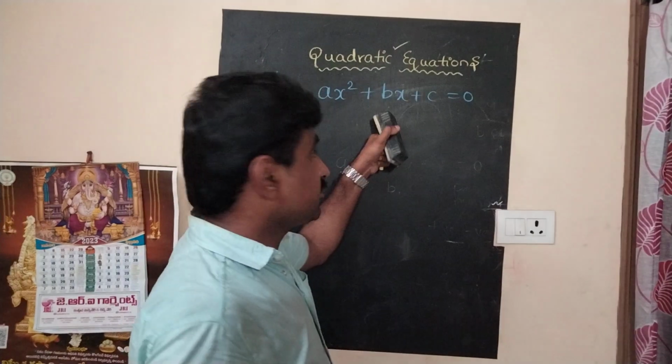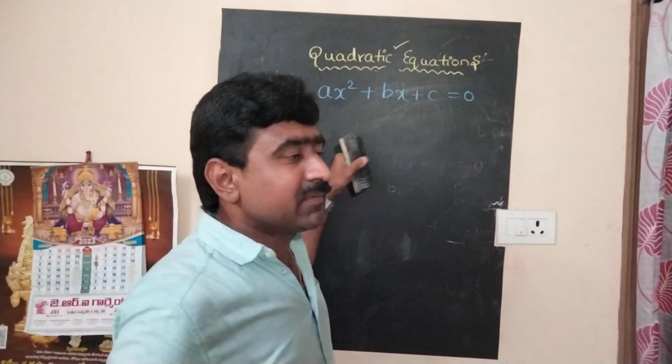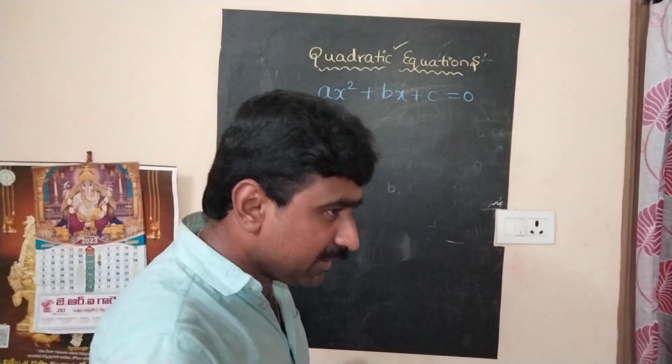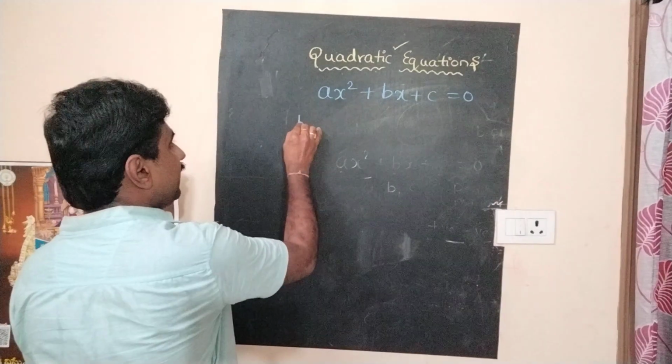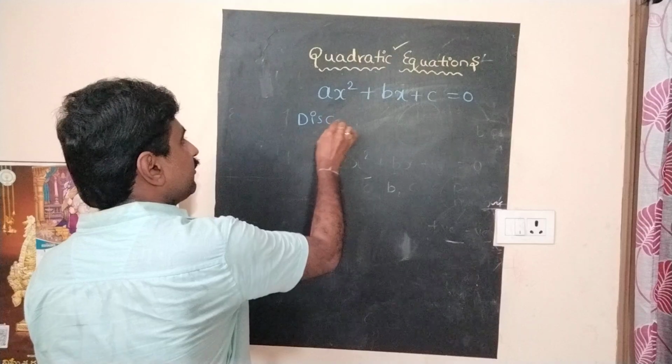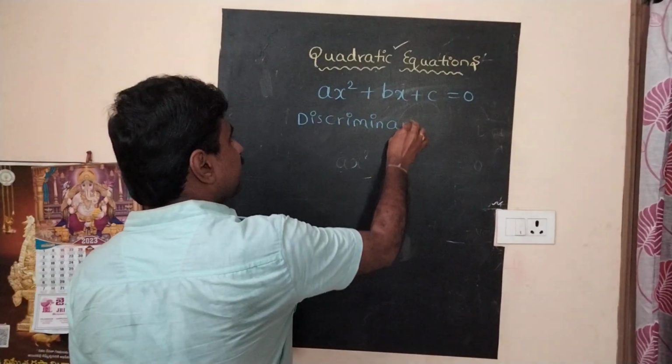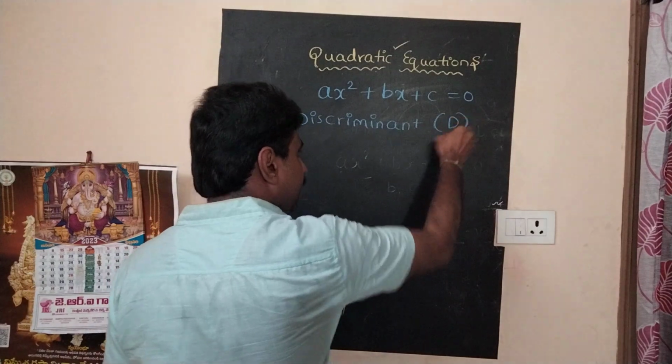So for this equation, how can we find the discriminant? Discriminant mana ela find out chestam. So first of all, we need to know that discriminant is denoted by the letter D.